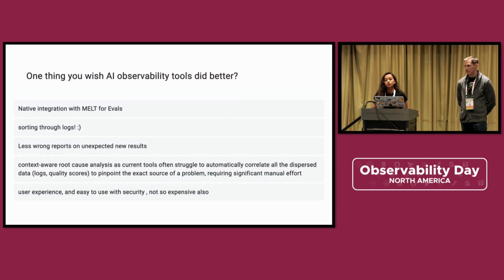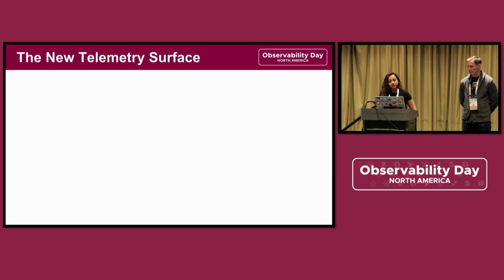The next question was, what is one thing you wish AI observability tools did better? Sorting through logs, native integration with MELT for evals, context-aware root cause analysis, as current tools often struggle to automatically correlate all the dispersed data, user experience, ease of use with security, and also not being so expensive. So these were the things people said.